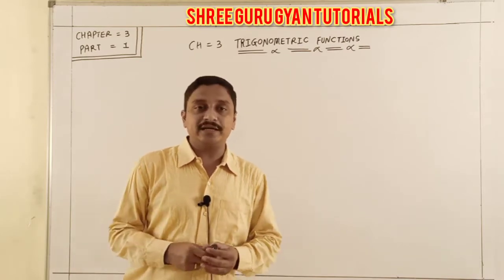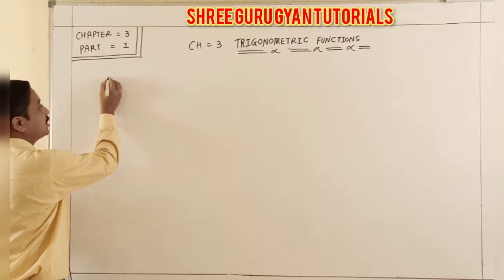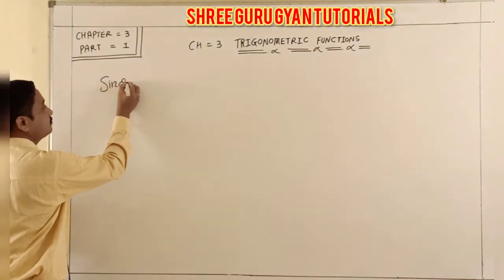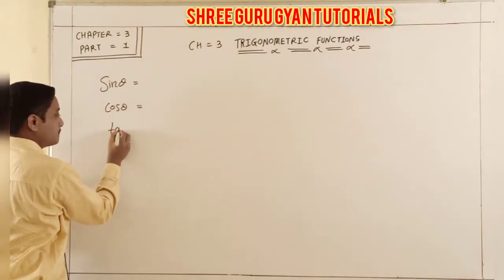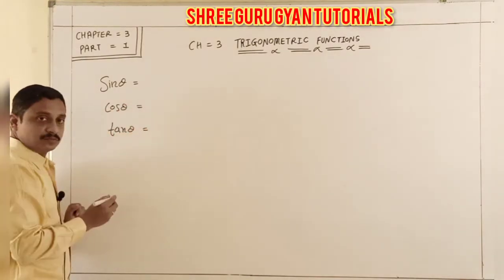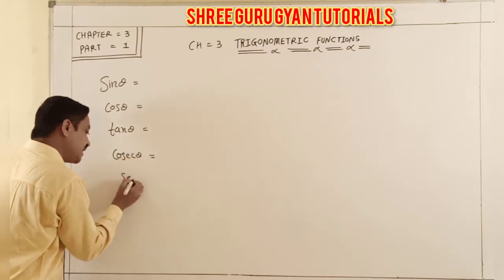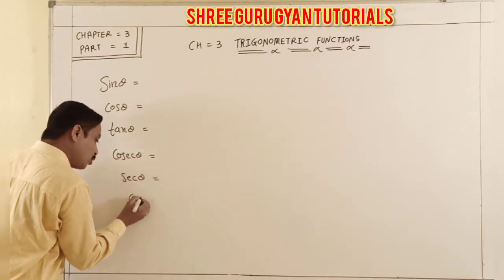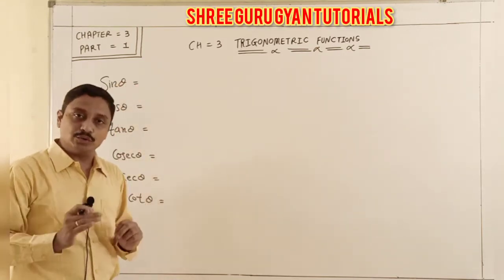I think you know that from your 10th standard, there are 6 trigonometric functions: sin theta, cos theta, tan theta, cosec theta, sec theta, and cot theta. These functions are already known.